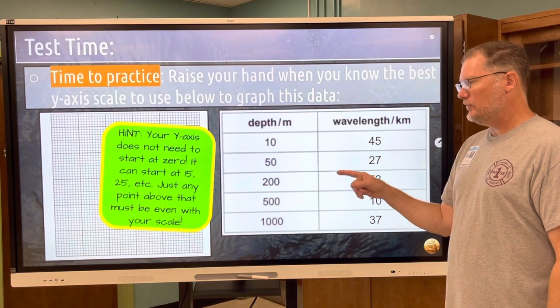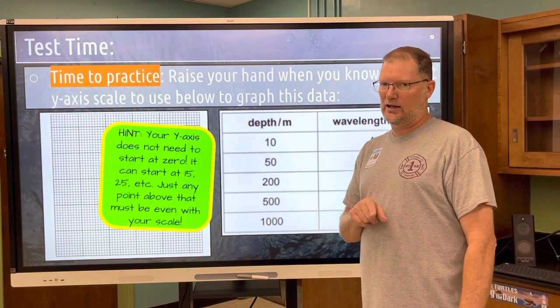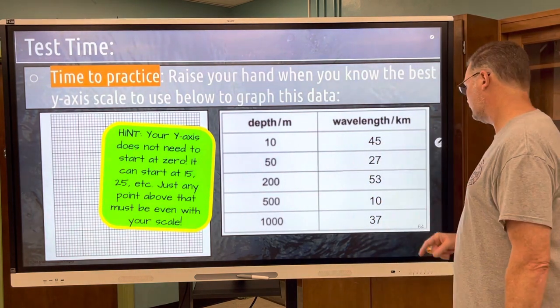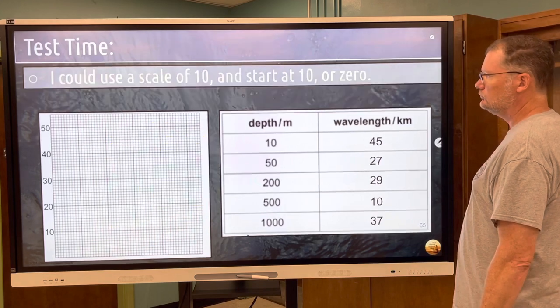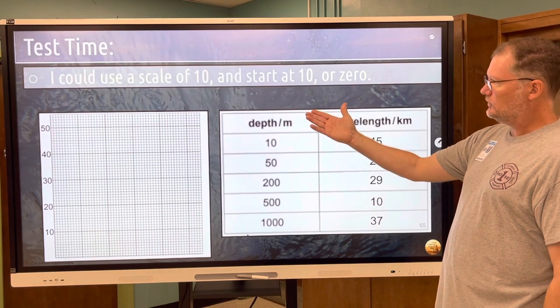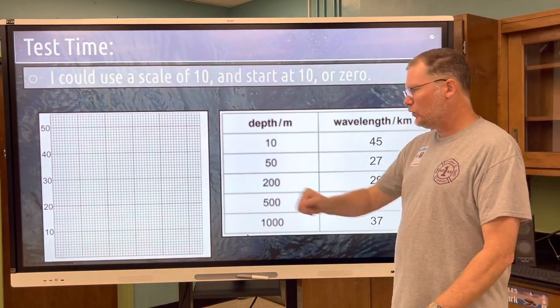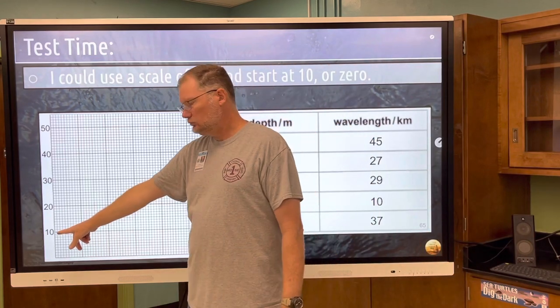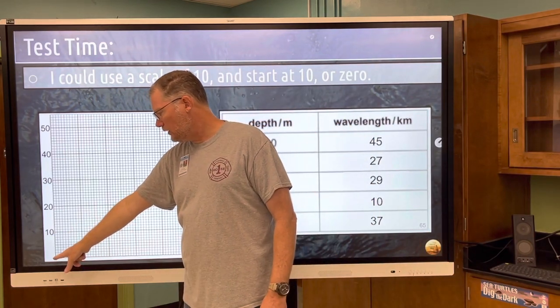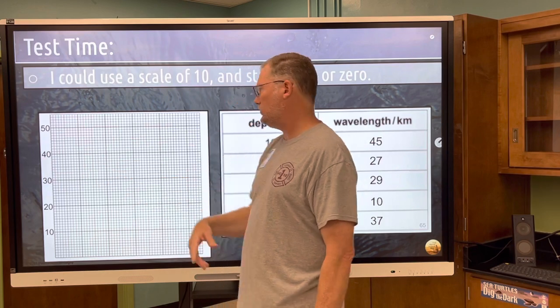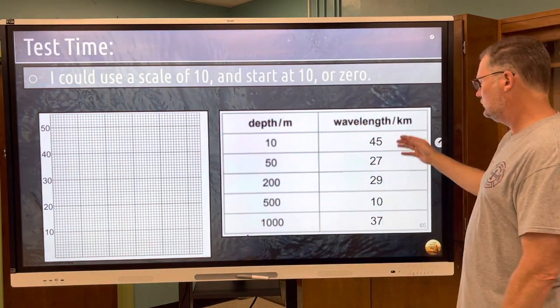Just any point above must be even with your scale, okay? So you could use a scale of 10 and start at 10 or 0. Okay, you could start at 0 would be down there. 10, 20, 30, 40, 50, because that is your range of data, okay?